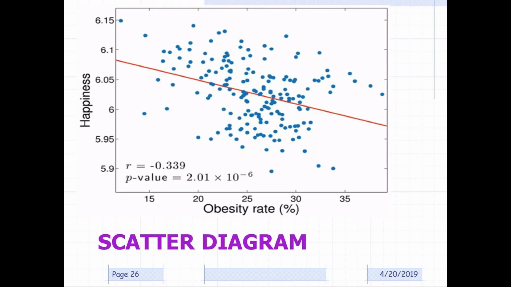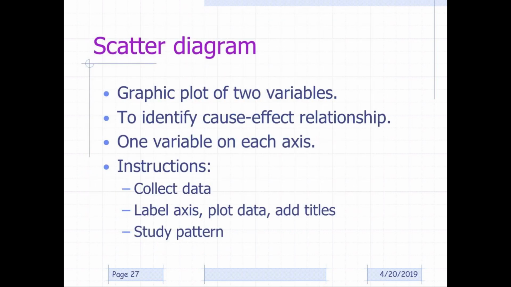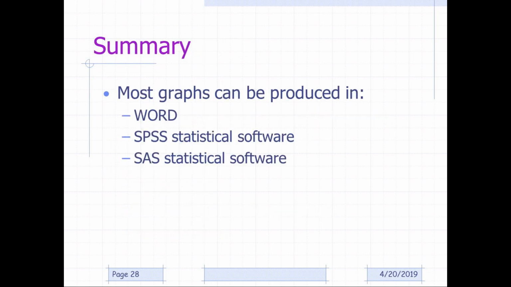And here's what a scatter diagram looks like. These aren't used too often. It's a graphic plot of two variables to identify the cause and effect relationship, one variable on each axis. The instructions are to collect the data, label the axes, plot it, and then add the titles, and then study the pattern. Most graphs can be produced in Word or in SPSS or SAS statistical software. They are always used to summarize the results or findings of data collected during quality improvement.